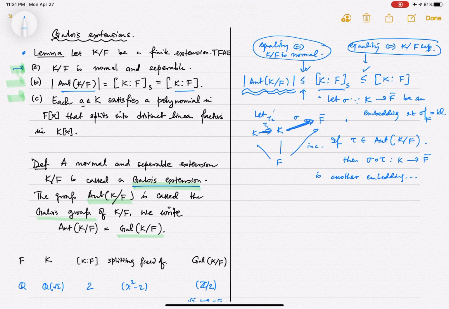So if you have both, then you have equality in both places. On the other hand, if you have equality in both places, these are if and only ifs, right? So if you have equality here, then it's normal. If you have equality here, then it's separable. So that's the equivalence of A and B. And the equivalence of A and C has essentially already been quoted, so I'll skip that.